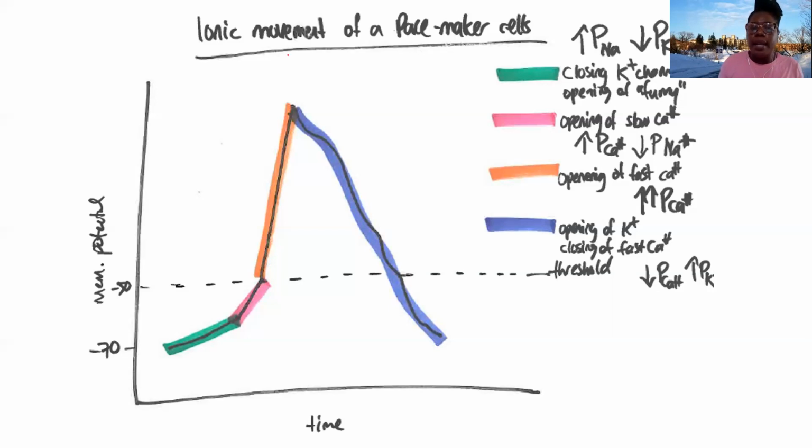And then at that point, at the peak of this graph, we see the opening up of the potassium channels and the closing of those fast calcium channels. That is going to completely repolarize the cell back down to rest, okay? And so these are the events that are responsible for the action potential in a pacemaker cell.